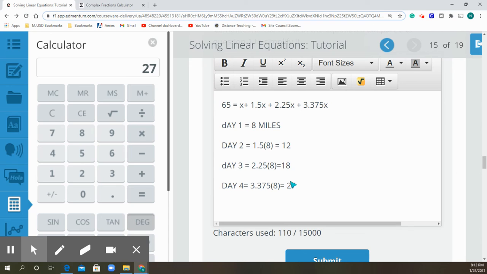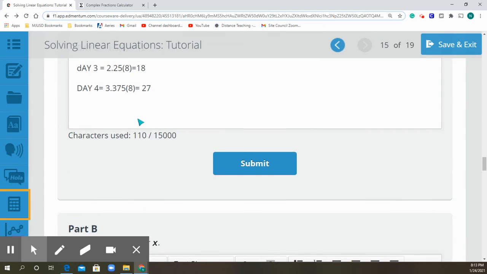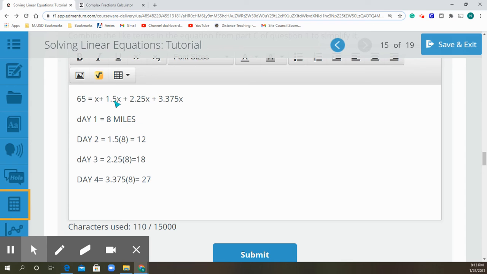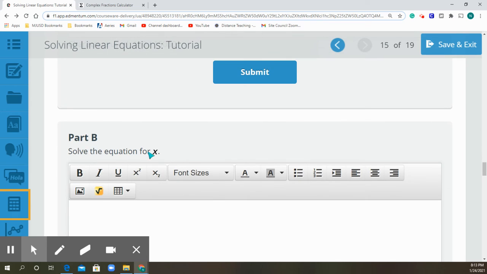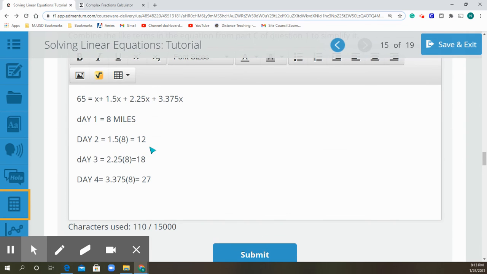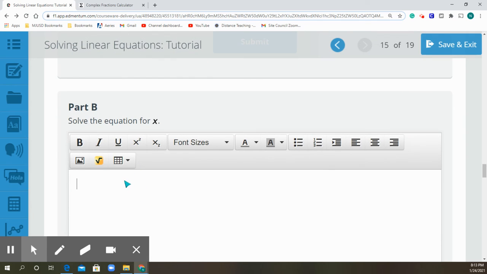Now, this is fairly realistic. In my older, not very good shape, I could ride 8 miles, and then the next day ride 12 miles, and then the next day ride 18, and the next day ride 27. Now, here's the check. We got to solve for x. We already did that. We did that. It's 8.